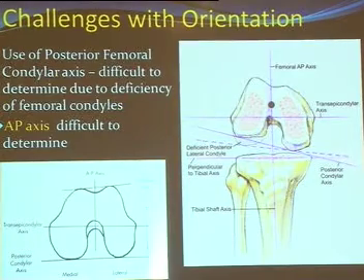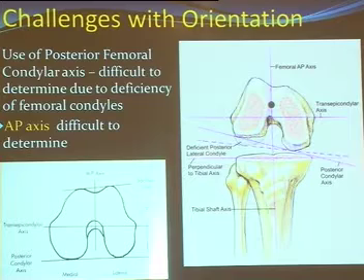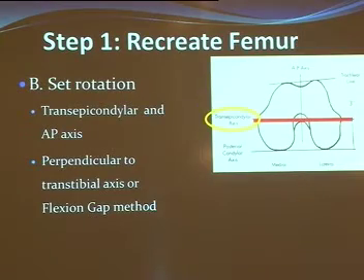The problem is that many of these anatomical landmarks which you normally use are missing. The femoral condyles might be deficient, and one axis which we can use is the transepicondylar axis, which is there. The AP axis is also difficult to determine because Whiteside's line may be difficult to draw. So I recommend that you use three landmarks. First of all, the transepicondylar axis.